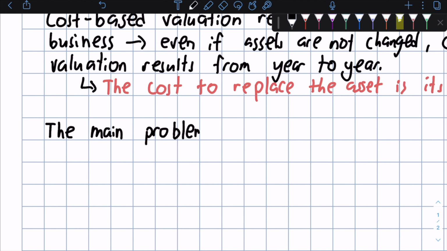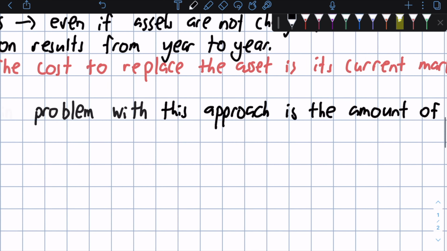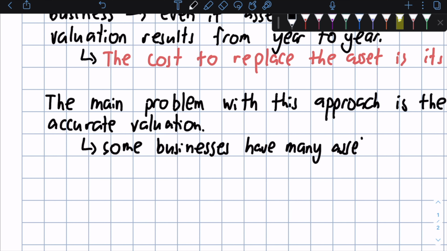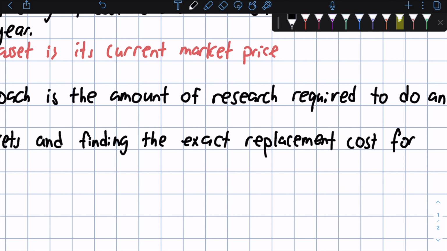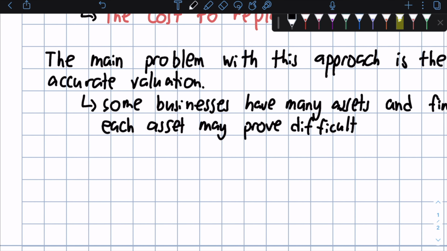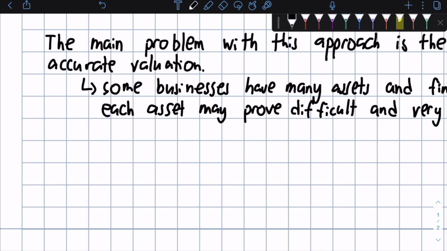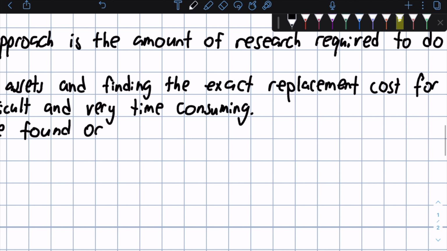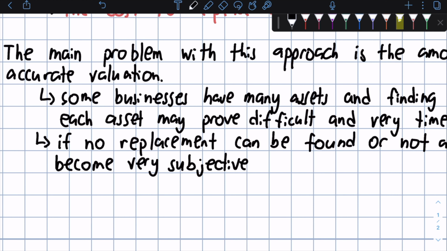Now, the main problem with this approach is the amount of research that's required to do an accurate valuation. This is amplified when businesses have many assets as well as intangible assets, and the difficulty comes in finding the exact replacement cost for each asset, which may prove difficult and very time consuming. Another issue is that when there is no replacement that can be found, or not a close enough match for that asset, it may become very subjective in the eyes of the valuator, and may be inaccurate overall because of this.